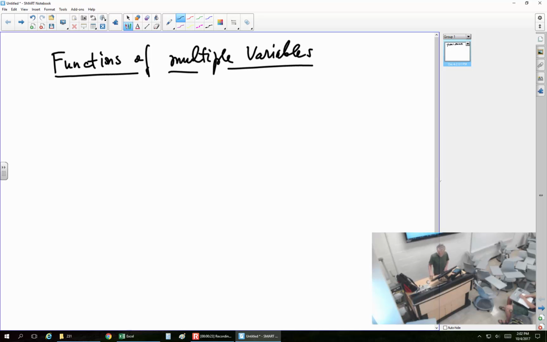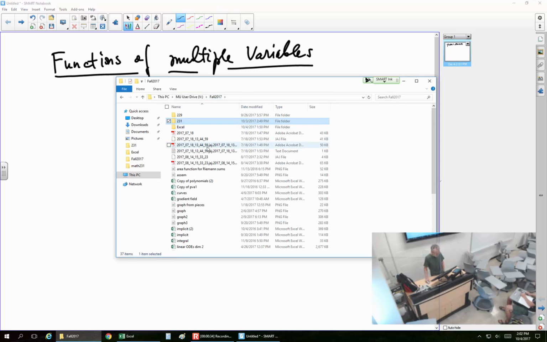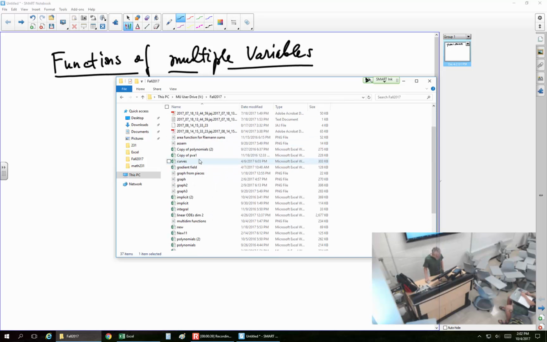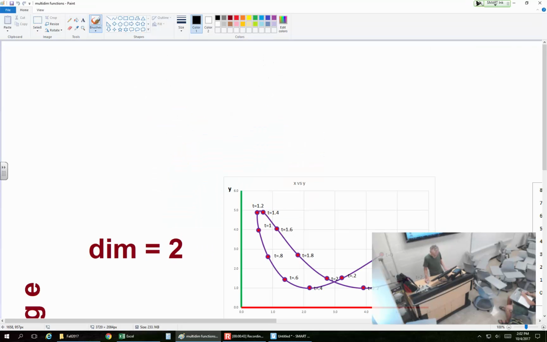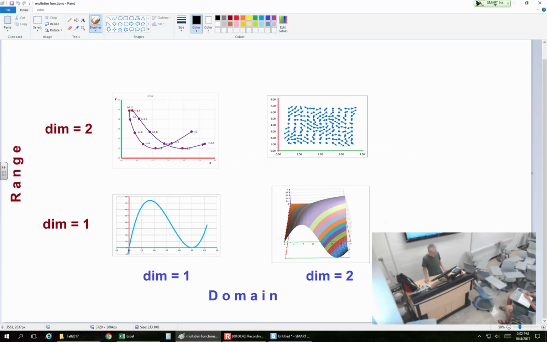Okay, so let me first review the picture that I showed you to outline the course based on the subject matter and the different kinds of functions. I just made a picture that looks prettier than before.